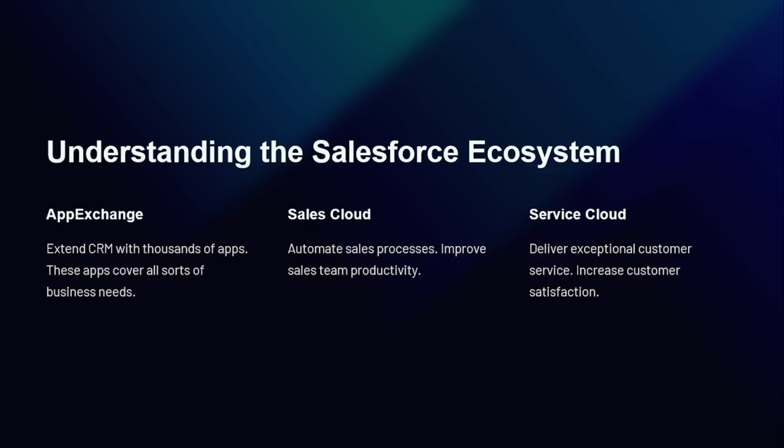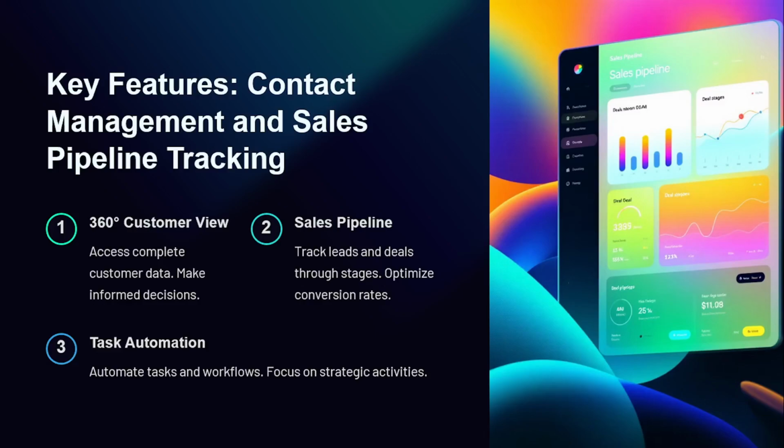So first, let's understand what the Salesforce ecosystem is. So we have App Exchange, which basically extends a CRM with thousands of apps. Now these apps cover all sorts of business needs, and there's also the aspects of Sales Cloud. So you're basically automating sales processes, improving the sales team productivity. There's also Service Cloud, where you can deliver exceptional customer service and increase your customer satisfaction.